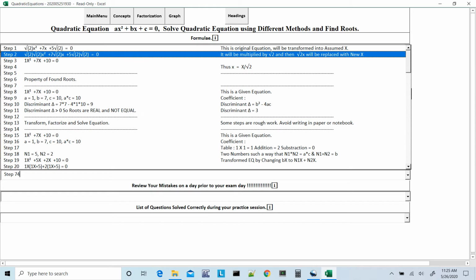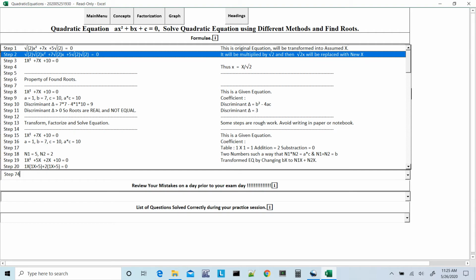So now in step number 2, what has happened? Square root of 2 into square root of 2, which is square of square root of 2. So read it as square root of 2 square into x square plus 7 into square root of 2x plus 5 into square root of 2 square root of 2 is equal to 0. Fantastic. Now we can get rid of square root of 2. So now here what has happened? The square root of 2 into square root of 2 x square is nothing but square of square root of 2 into x whole square.